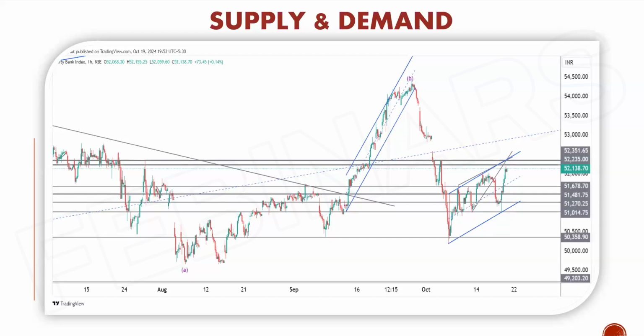So the channel we are drawing here shows the area of confluence. This is what we call a bear flag, or a falling three methods pattern, where the fall has happened, then the consolidation, and the next leg of the fall has started. So this is how the areas of confluence form.